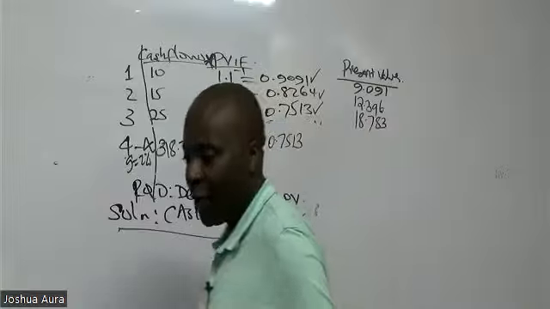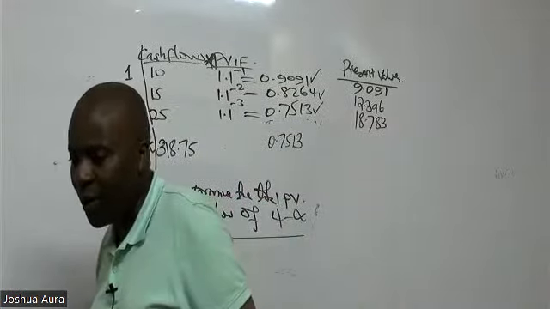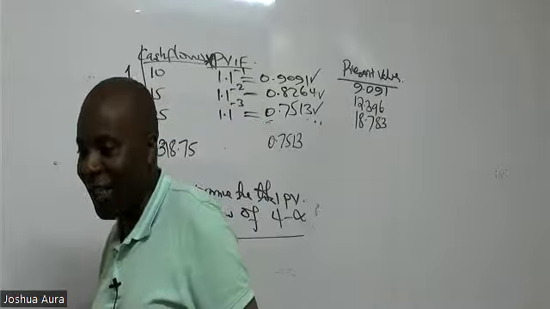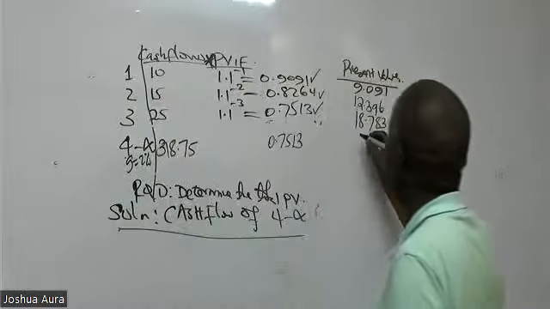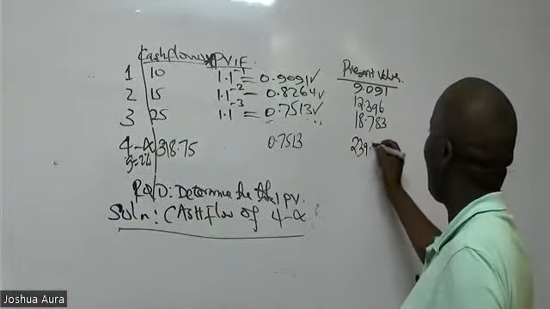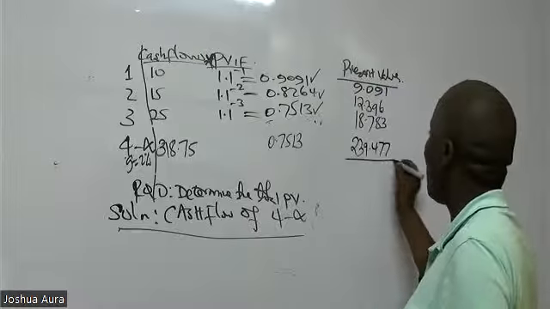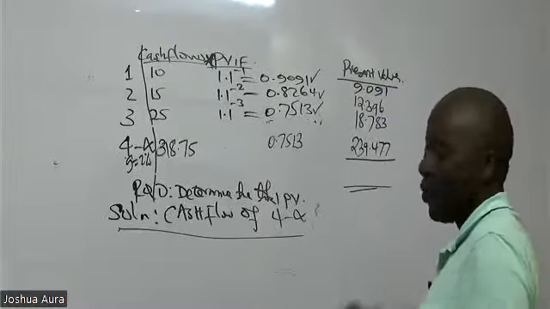Somebody who can give me this figure. 239.477. So then could you kindly give me this total present value?